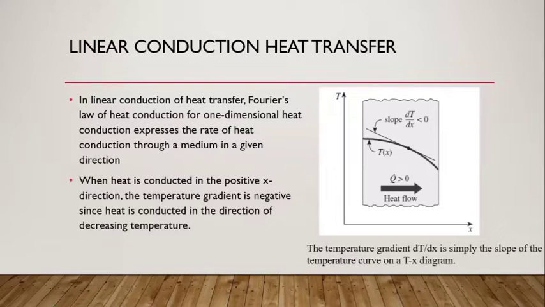Now I want to tell about linear conduction heat transfer. Here the picture shows the temperature gradient dT/dx, which is simply the slope of the temperature curve on the T-x diagram. Here Q dot is greater than zero heat flow. The linear conduction of heat transfer follows Fourier's law of heat conduction. For one-dimensional heat conduction, it expresses the rate of heat conduction through the medium in a given direction. In the positive x direction, the temperature gradient is negative since heat conducts in the direction of decreasing temperature.